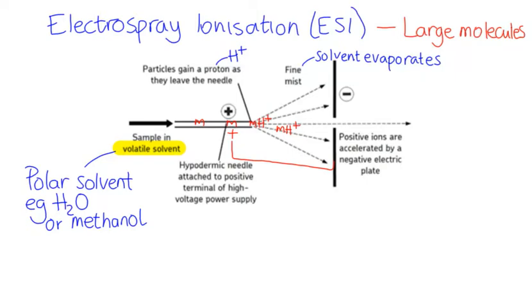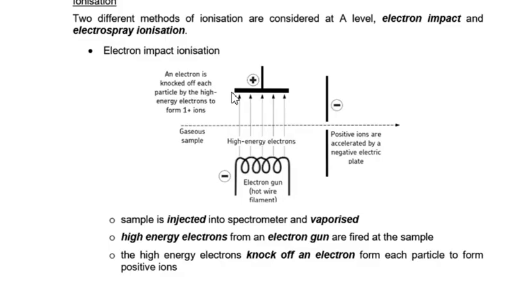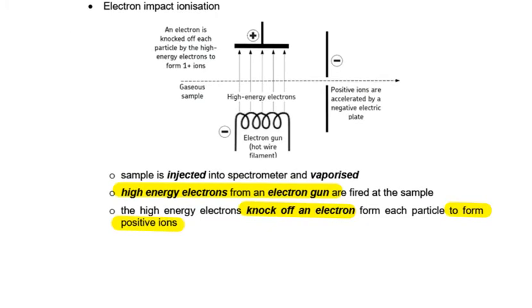So there's two types of ionization. You do need to be able to describe them to the exam board. So let's just have a quick recap of the key phrases we need to say. If we're talking about electron impact, EI ionization, we need to say high energy electrons from an electron gun knock off an electron to form positive ions. And so our sample M, whatever it is, is going to become M+ plus an electron. So we're knocking off an electron to make positive ions.